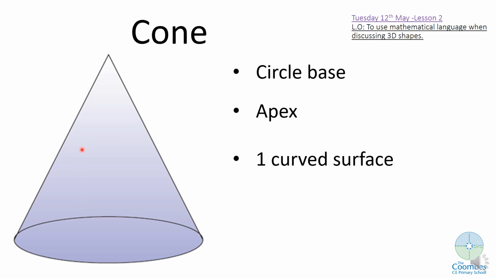A cone also has one curved surface. So this bit here that goes all the way around and then gets smaller to make the point at the top, the apex at the top, that cannot be called a face because it is not flat, so it's one curved surface. And down here on the circle base, we'll find the edge of our cone, and this is a curved edge. It has one curved edge.